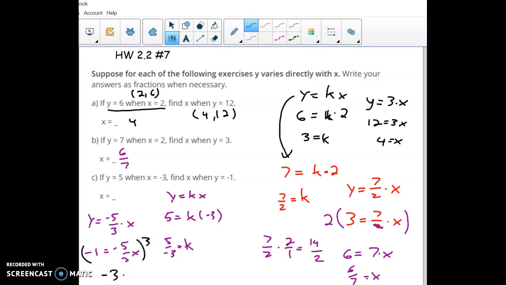So we get -3 equals -5x because it wipes out that divide by 3. And again, -1 times 3 gives this side. Now divide by -5, and x is going to be -3 divided by -5, which, with the negatives canceling, gives us 3/5.